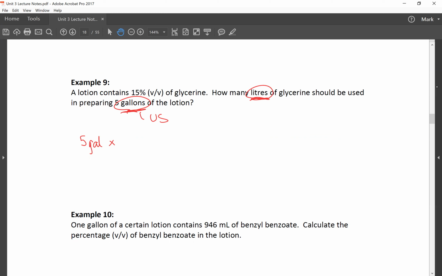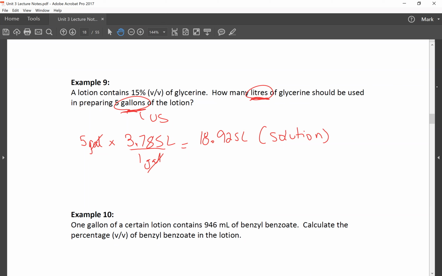And I know that, let's see if it's here in my sheet. Yes, 1 US gallon is equal to 3.785 liters. Now, this answer that I'm getting, and you guys know this because so many of you did this on your test, it was perfect. This would be 18.925 liters. This is my solution. Okay, every question is basically giving you the solution.